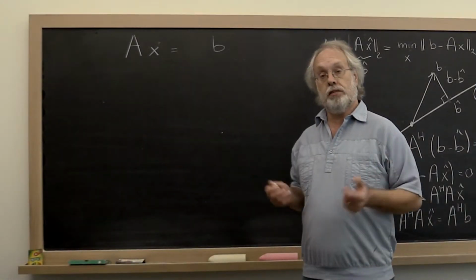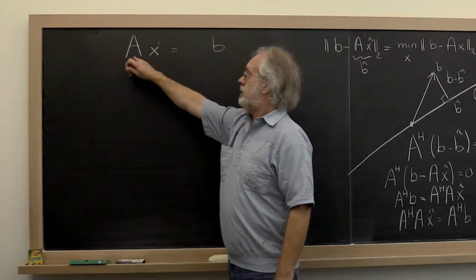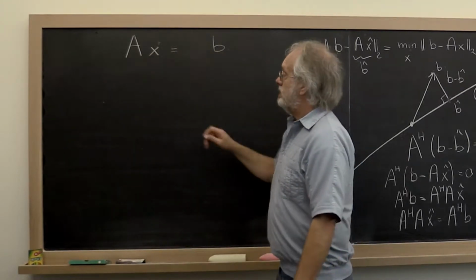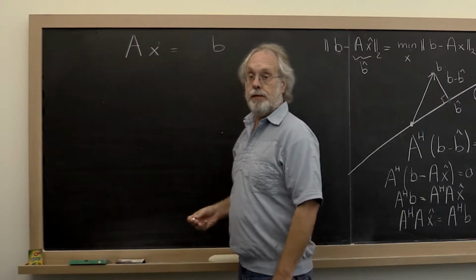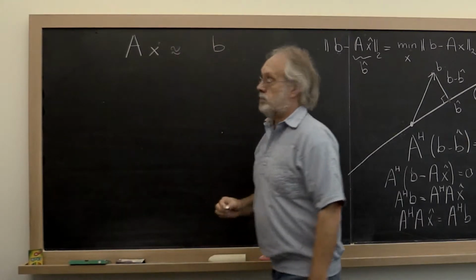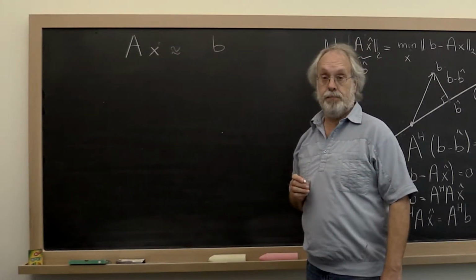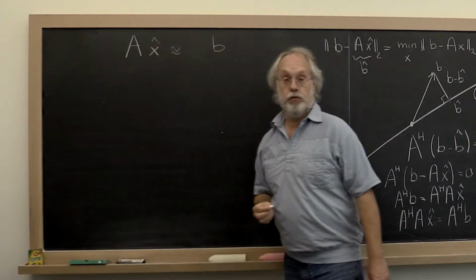Let's review how we got to this point. Okay? We wanted to solve a linear system AX equals B. But if A is overdetermined, if A has more rows than columns, then usually the best we can do is find the approximate solution, AX approximately equal to B. And what we're interested in is the best solution for this.